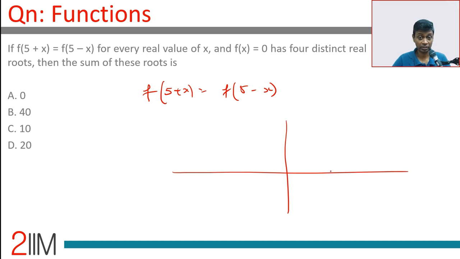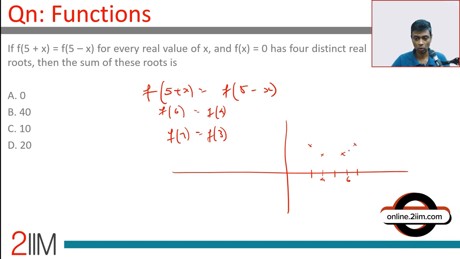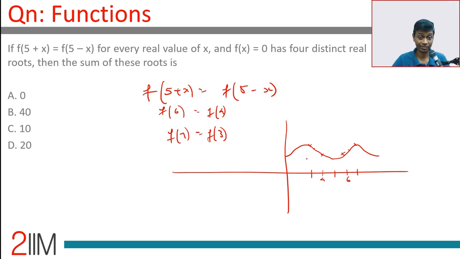f of 5 plus x is equal to f of 5 minus x. So, f of 6 is f of 4. So, you have 6 and 4. f of 7 is equal to f of 3. 7 and 3. If f of 6 were here, f of 4 would be here. f of 7 were here, f of 3 would be here. Whatever value in between, it will be like that. So some curve like this, some curve like this. It's going to be a graph. You can imagine a graph like that.